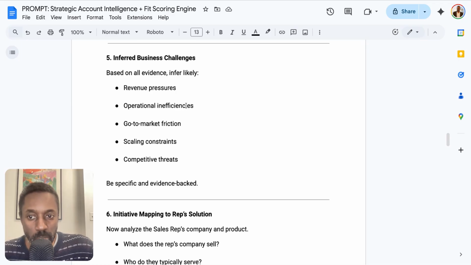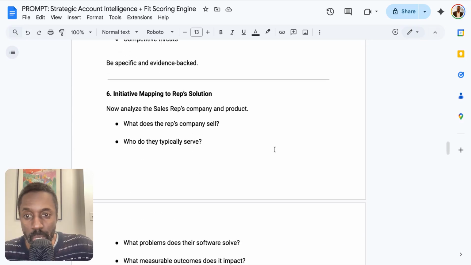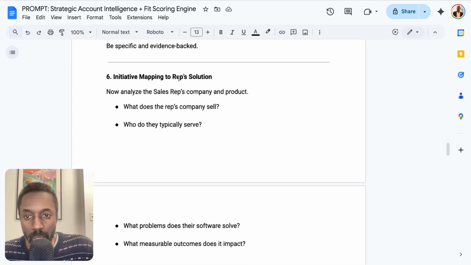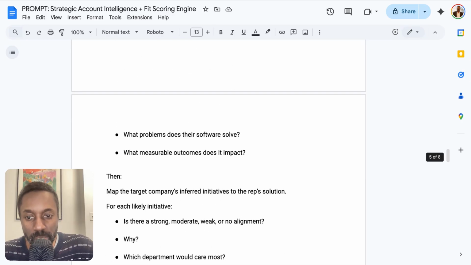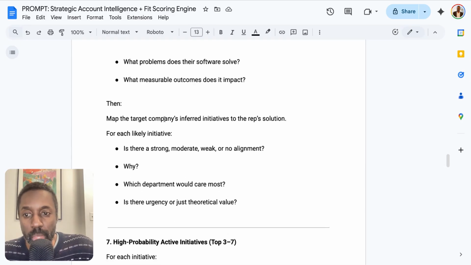Business challenges, revenue pressures, go-to-market friction, competitive threats, initiative planning of the rep's solution. Now analyze the sales rep's product and solution, and then match it. Where does the sales rep's company sell? So it gives an overview of your company, right? So you get a sense of what you do. Then map the target company's inferred initiatives to the rep's solution.